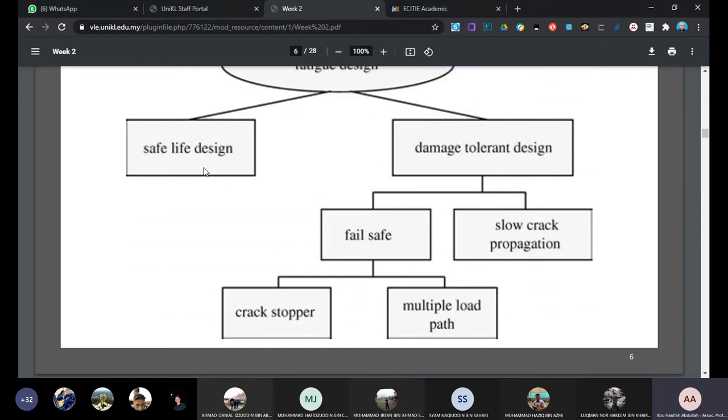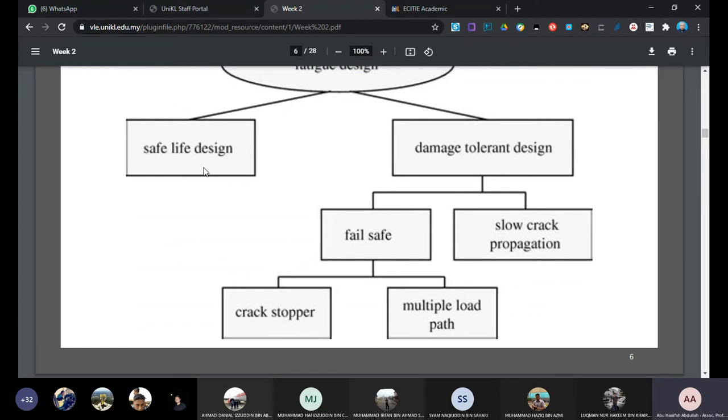And with that number, with that dimension, with that 0.005 inch crack, we do the analysis. We grow the crack based on the load and stress applied to the parts, and we determine when and how long, how many cycles the crack will grow into unsafe condition. The unsafe condition, they call it the critical crack length.